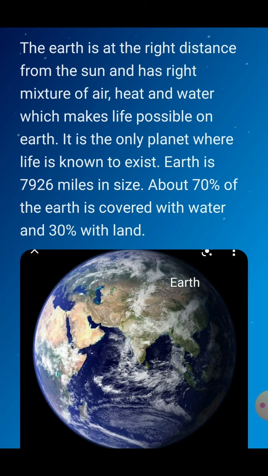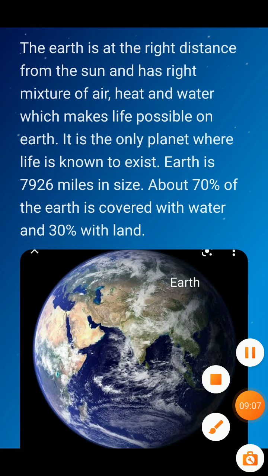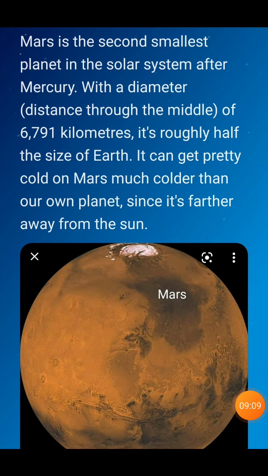So now let me move to the fourth planet. Mars is the second smallest planet in the solar system after Mercury. The smallest is Mercury and the second smallest is Mars, with a diameter, the distance through the middle, of 6,791 kilometers. It means it is roughly half the size of the Earth.